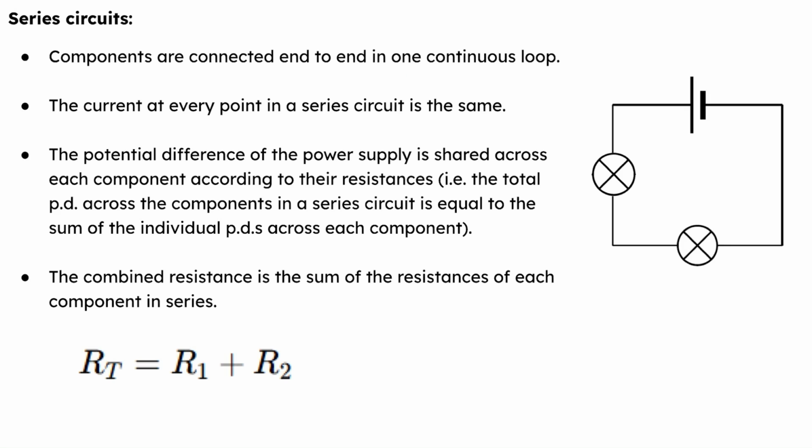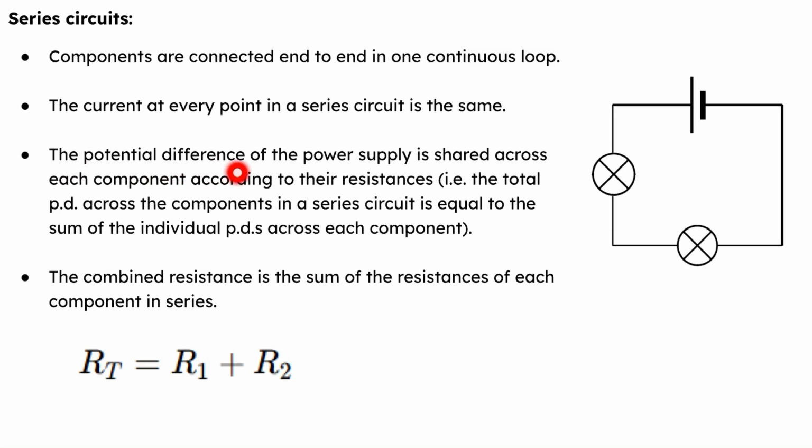Series circuits. Components are connected end-to-end in one continuous loop. The current at every point in a series circuit is the same. So if I was to connect an ammeter at any point, it would read the same.